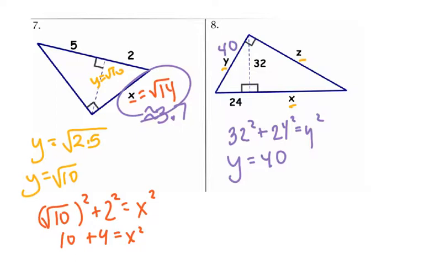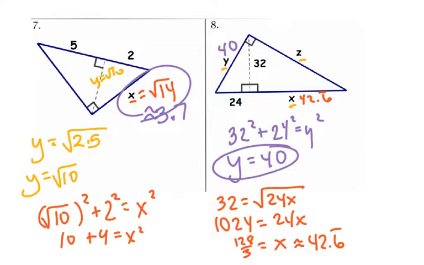I chose in number 8 to do y first because I saw that I could easily do this with Pythagorean Theorem, so I chose to do that one first. So I got y is equal to 40. Next, I chose to find x, and I did that using the geometric mean. So I said 32 squared equals 24 times x, so 32 is equal to the square root of 24 times x.